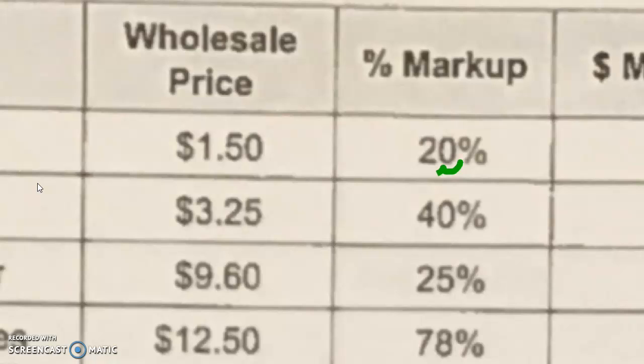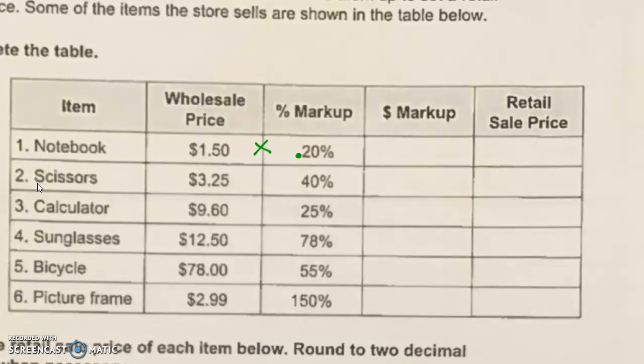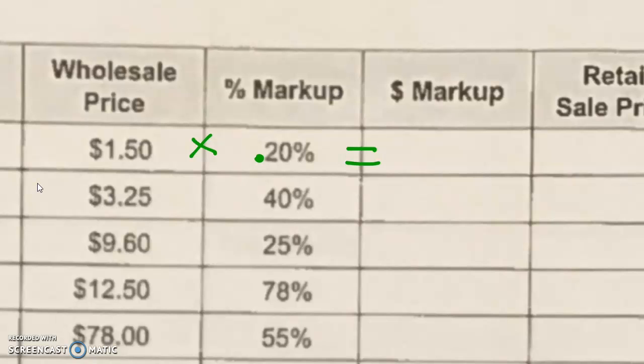So you have to turn that into a decimal, move it twice to the left, or divide it by 100. So it is 0.20 times $1.50. That is going to equal our markup. Okay, so it's $1.50 times 0.20. Let's see here. I'm going to do this one for you, I guess. $1.50 times 0.20. So the markup is 0.3. Well, it's money, so it's 30 cents.